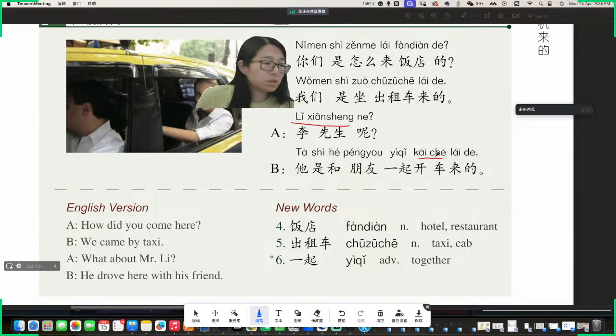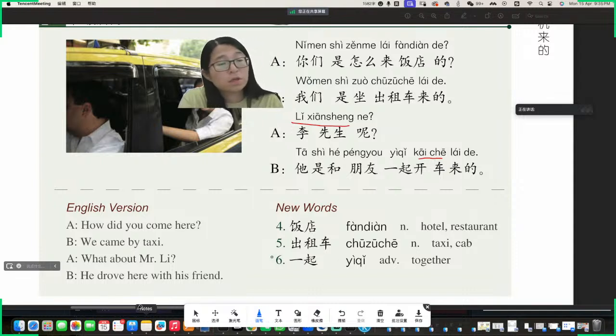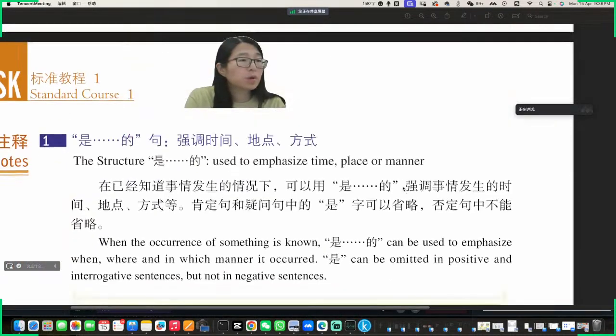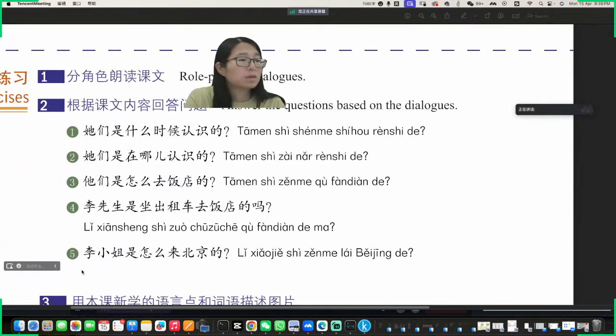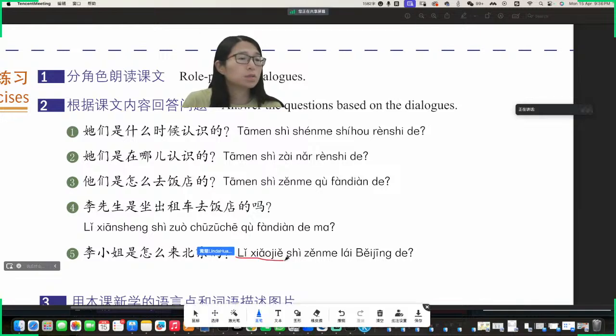Found it, 开车. So for 李先生, if you want to answer, 不是，他是和朋友一起开车来的. That is the answer for this one. The question is 李先生是坐出租车来饭店的吗? So you first need to give the negative answer, 不是. You can simply say, 不是，他是和朋友开车来的. Okay, question five, 第五个问题, 李小姐. This person you need to memorize. 李小姐是怎么来北京的?